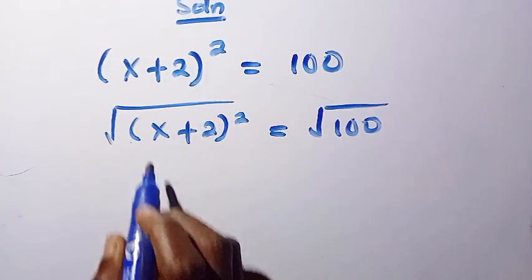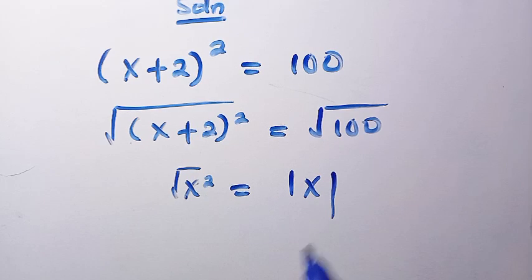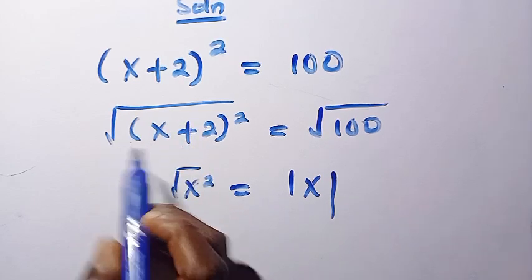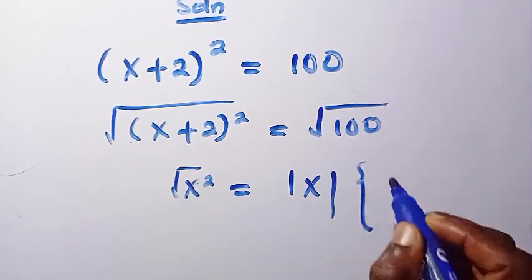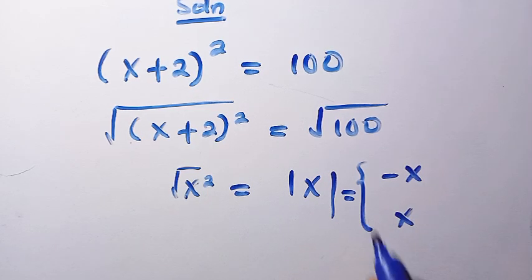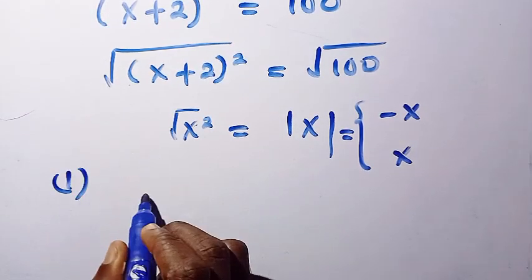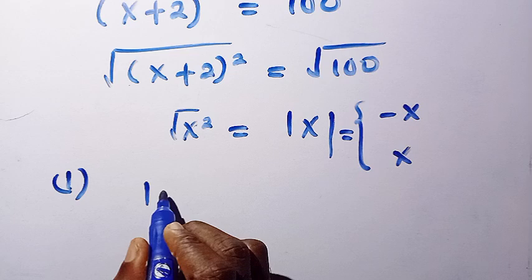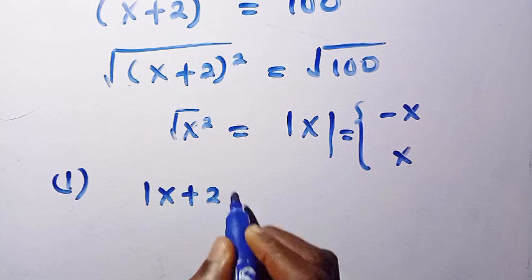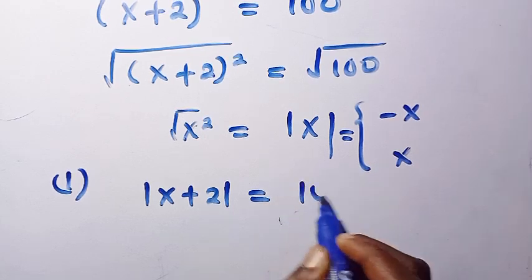And anytime we have the square root of x raised to power 2, this is given as the absolute value of x. As we know, the absolute value is divided based on the positive and the negative. So this one is given as minus x and plus x. This is how it is divided. Then we apply it to this: the first case is the absolute value of x + 2 equals the square root of 100, and that gives us 10.